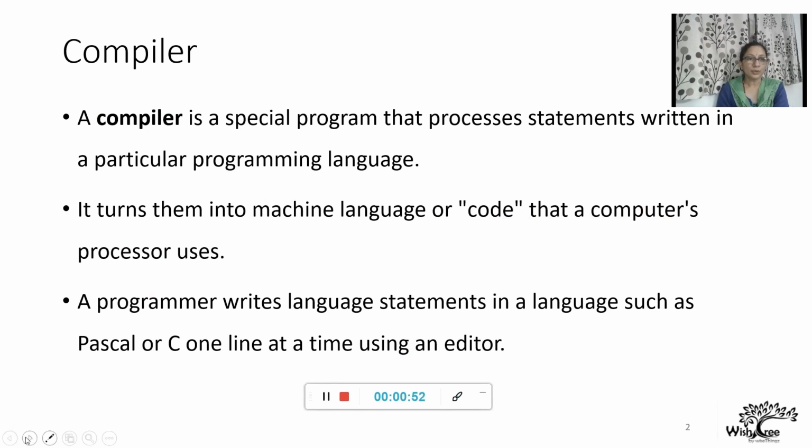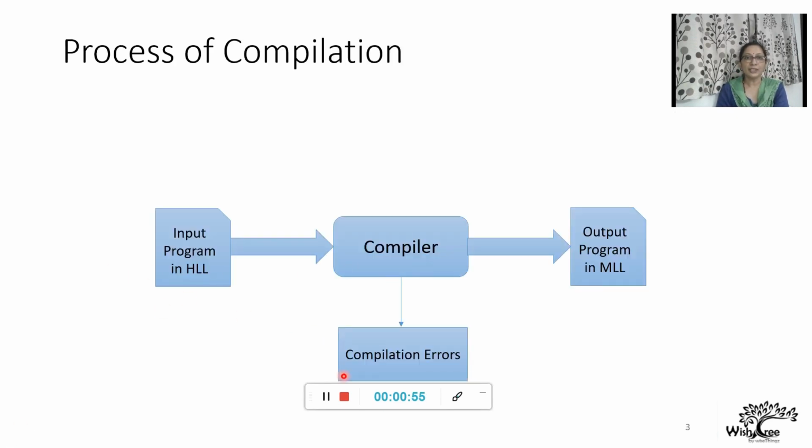So if you have to look at the process of compilation, the compiler is going to take the input program in the high level language format, and it is going to generate the output program in the machine level language form. And if there are any mistakes or errors which are done while writing the high level language program, it is going to generate a list of errors which we call compilation errors. These are generally the syntax errors which the programmer might have committed while writing the high level language code. If at all there are no syntax errors in the program, then the compiler is going to generate the output program in the machine language form.